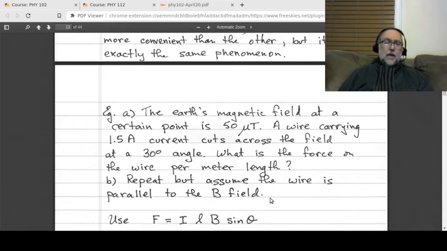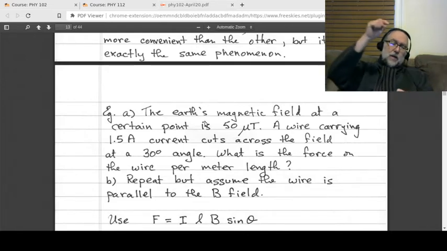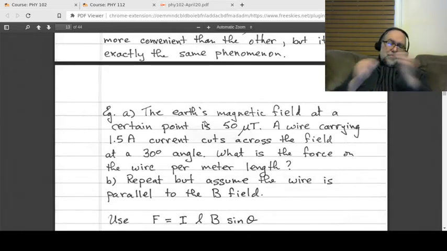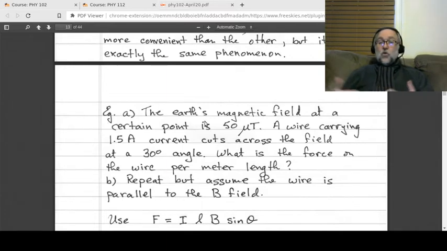Then I say repeat this, but assume that the wire is actually parallel to the magnetic field. And this is not a hard experiment to do, actually. You've got your wire and you can just move it around, put it in different orientations in space. And when you've got these different orientations, you're going to have a different force per unit length because the wire is going to cut the magnetic field at different angles. Okay, so the first part is 30 degrees.